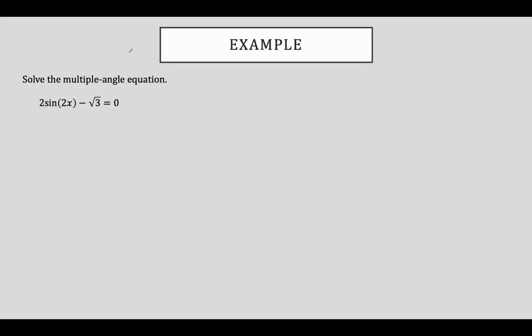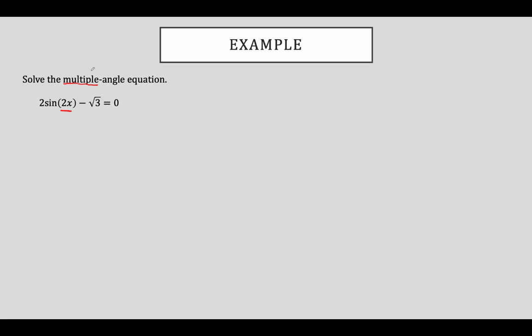Let's take a second now to talk about solving multiple angle equations. All right, so this is an example of a multiple angle trig equation: 2 sine 2x minus root 3 is equal to 0. Now, this is called a multiple angle equation because we have a 2 times x inside of our trig function. This is different compared to every other trig equation that we have solved so far. Instead of just having an x, we have a multiple of x. We have 2 times x.